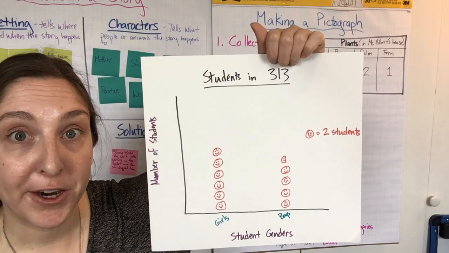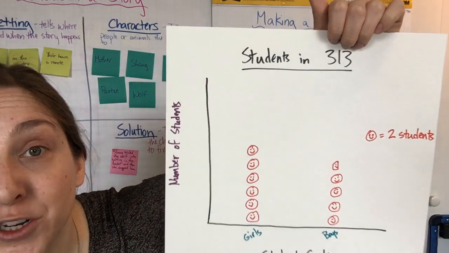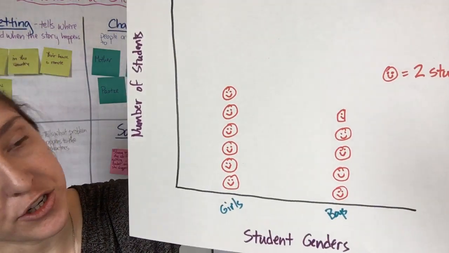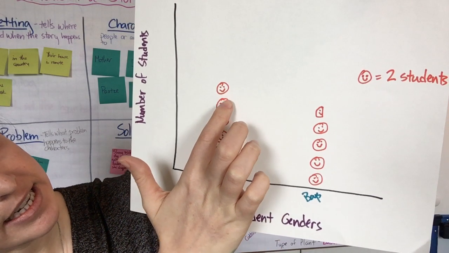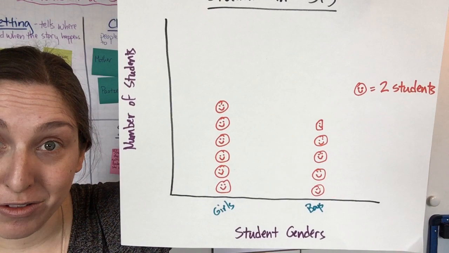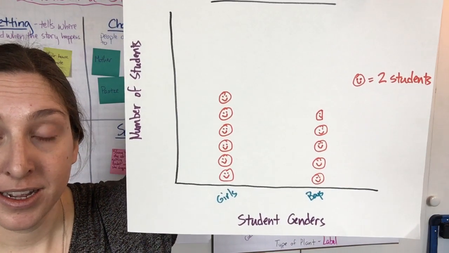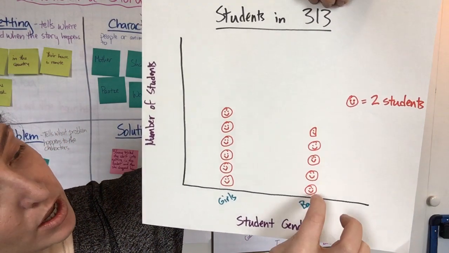Now let me see if I can figure out how many girls and how many boys are in our class. Let me do the girls first. So I'm going to count by 2s. 2, 4, 6, 8, 10, 12. Okay, now I know that there are 12 girls in our class. Let me see if I can count how many boys there are in our class.